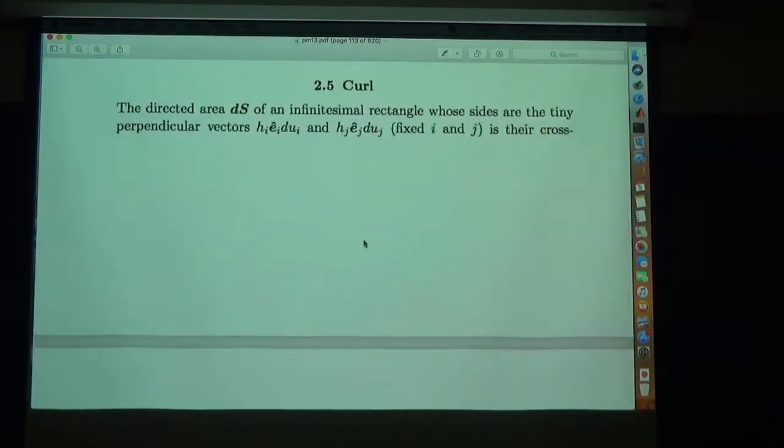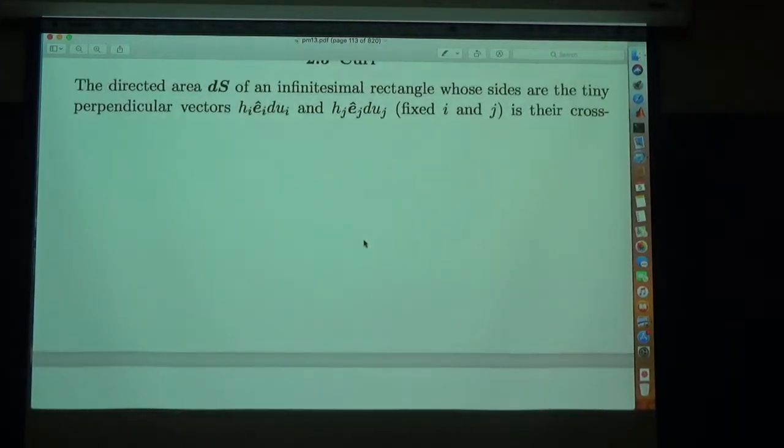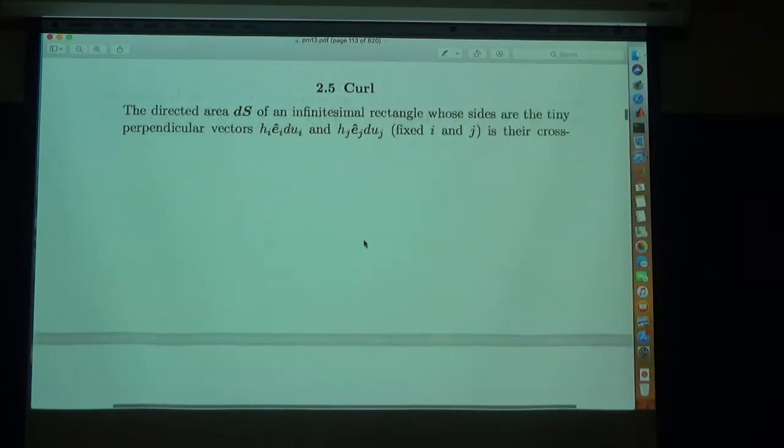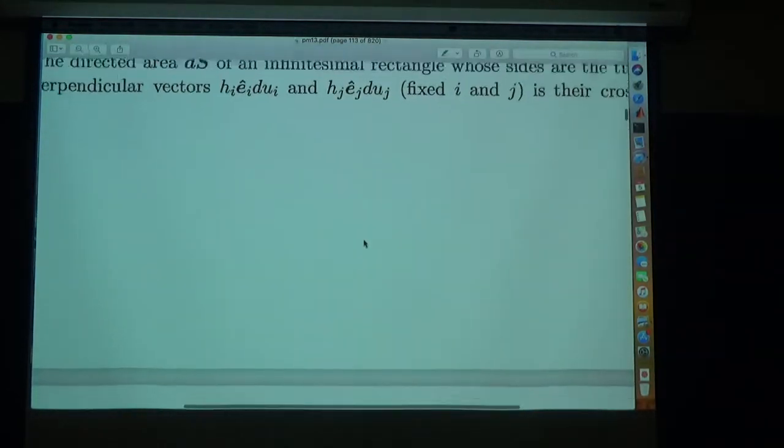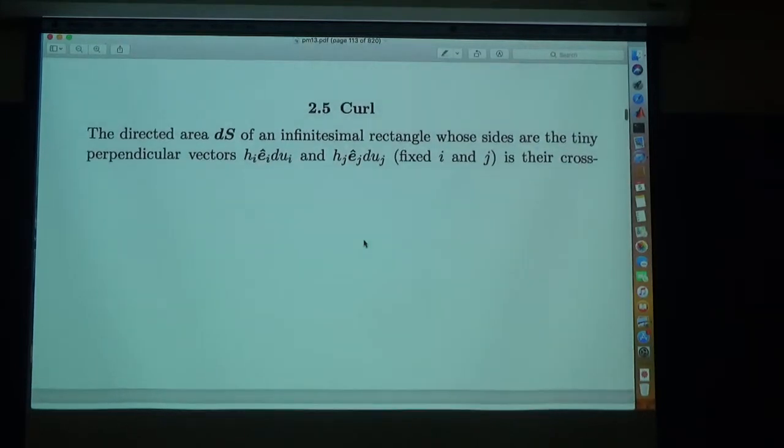Okay, so that's those topics. Now let me focus on the curl, because I think the curl is the most confusing of these. The gradient is simpler. Divergence is reasonably simple. The curl is kind of confusing, and so let me try to talk about it.